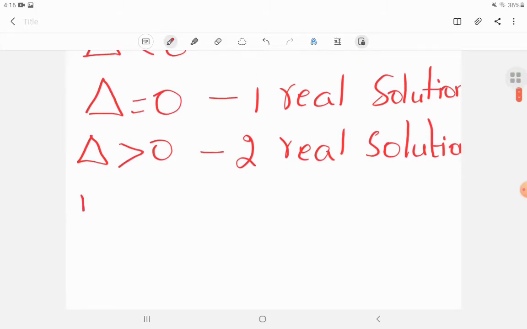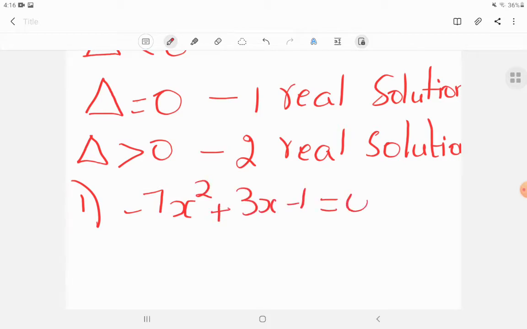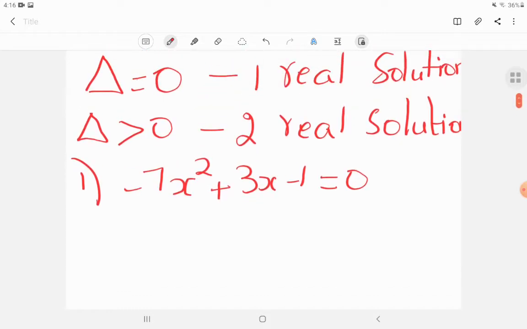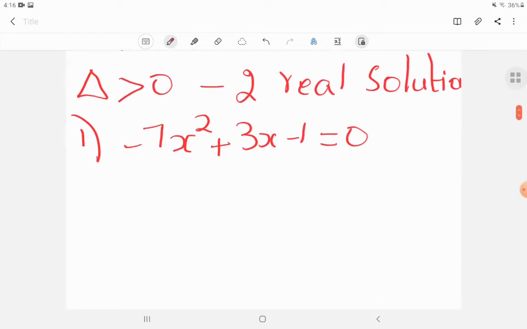The first example: let's find how many real solutions exist for this quadratic equation, minus 7x squared plus 3x minus 1 is equal to 0. We are using the formula. First let's identify the values for a, b and c. a represents the coefficient of x squared, which is negative 7. b is the coefficient of x, which is 3. c is equal to negative 1.